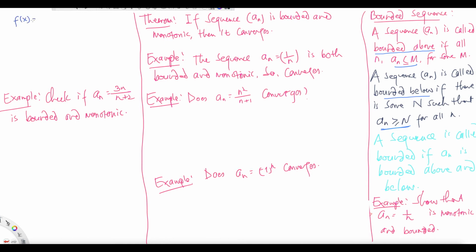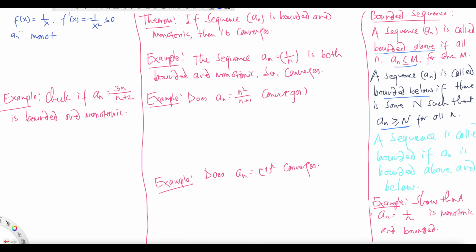Let's say f of x equals 1/x. What is f prime of x? That is negative 1/x squared, right? Which is less or equal to 0 for any positive x, okay? Because n will start from 1, 2, 3, a1, a2, a3, a4 like that. So x is greater or equal to 1, right? For any positive x, this is always negative. So it is monotonic.